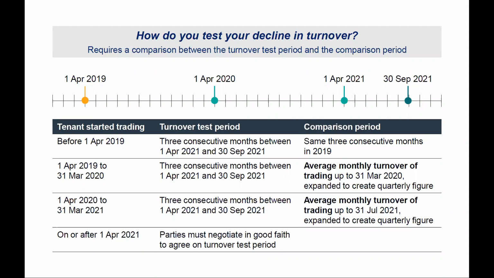And the last calculation for decline of turnover is when the tenant started trading after 1 April 21. In this case, the turnover test period, really, it's any figure that the parties agree is equivalent to the quarterly figure, determined and negotiated in good faith. And the comparison period is the tenant's turnover from the date of starting trade to 31 July 21, similar to the previous tenant start date. This time you divide by the number of days the tenant was trading and multiply that by 92 days.